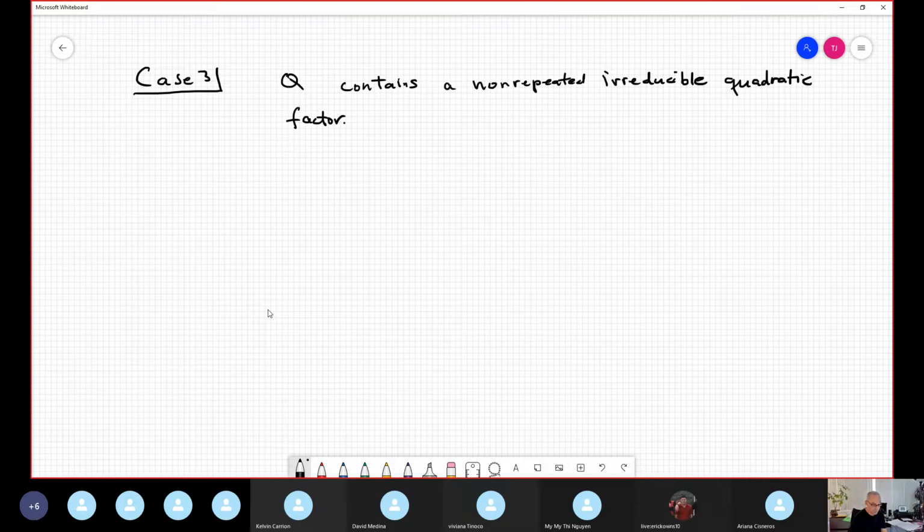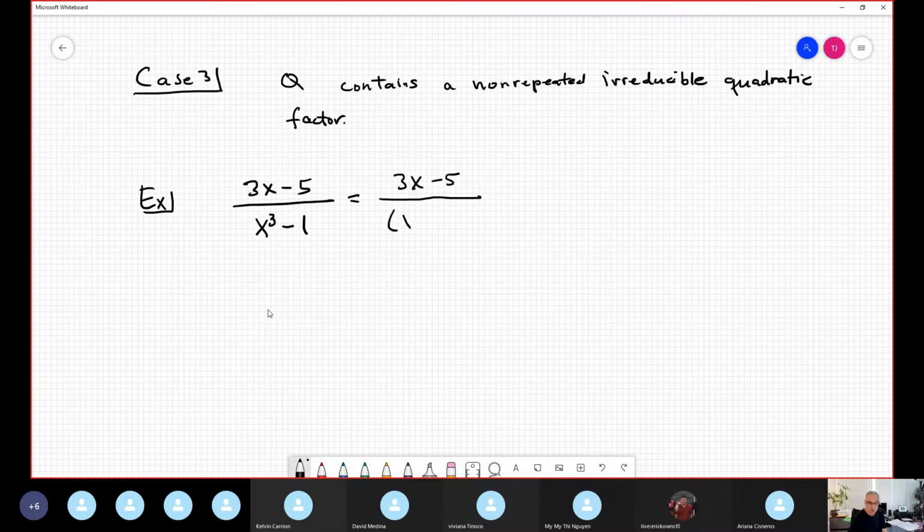So one example of this is this example. Suppose 3x minus 5 divided by x cubed minus 1. Well, the degree of the polynomial on the top is 1, linear. The degree of the polynomial on the bottom is 3, cubic. But the first thing you should do is factorization. The top stays the same, 3x minus 5. But the bottom, no. The bottom is the famous formula for the difference of cubes: x minus 1 times x squared plus x plus 1.